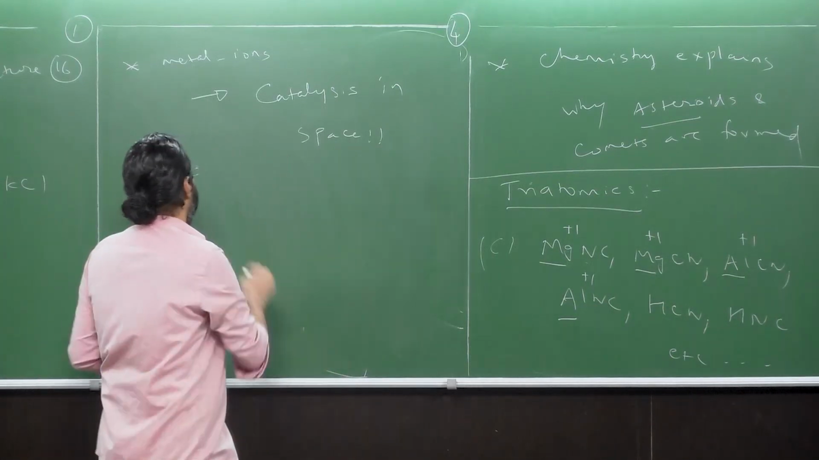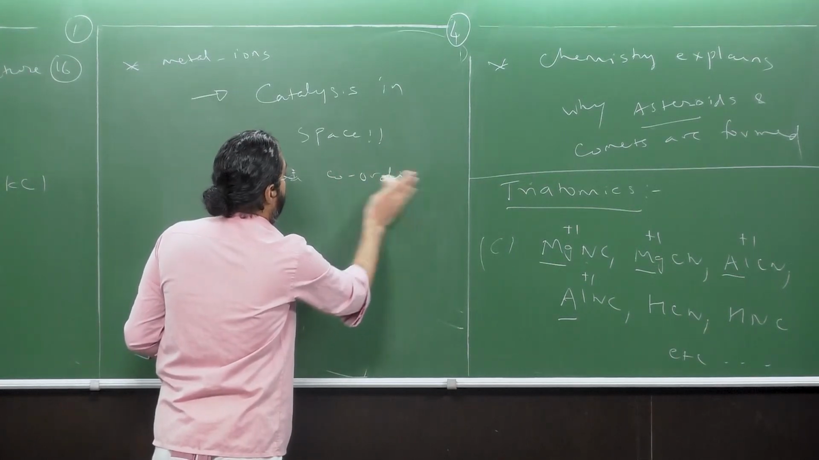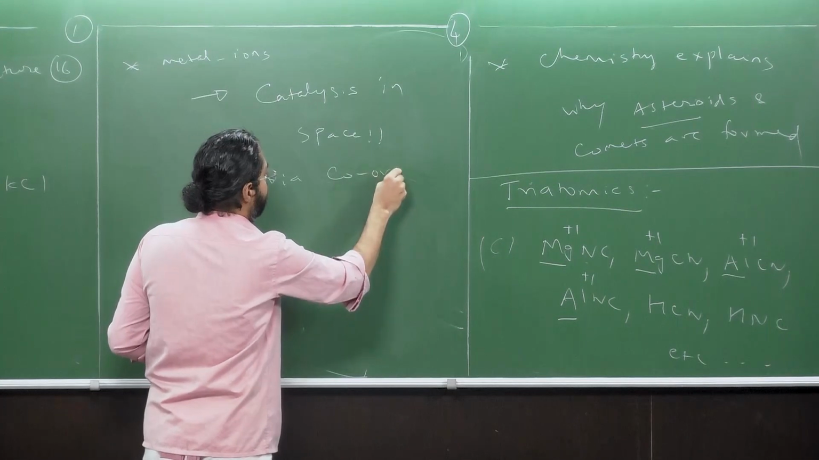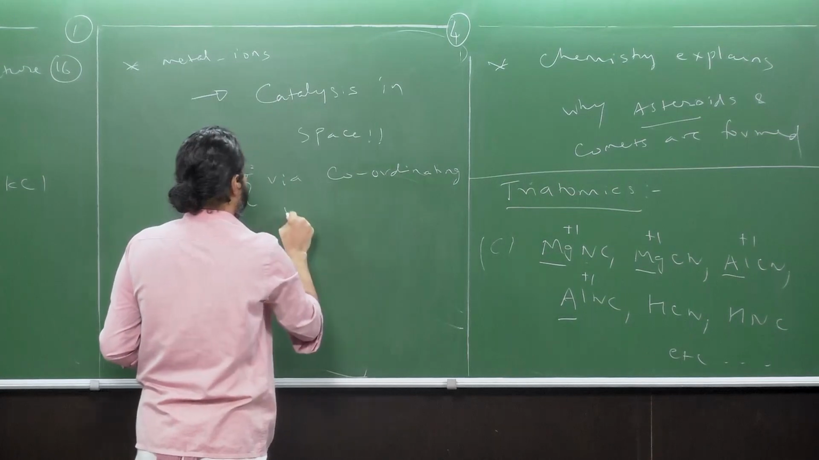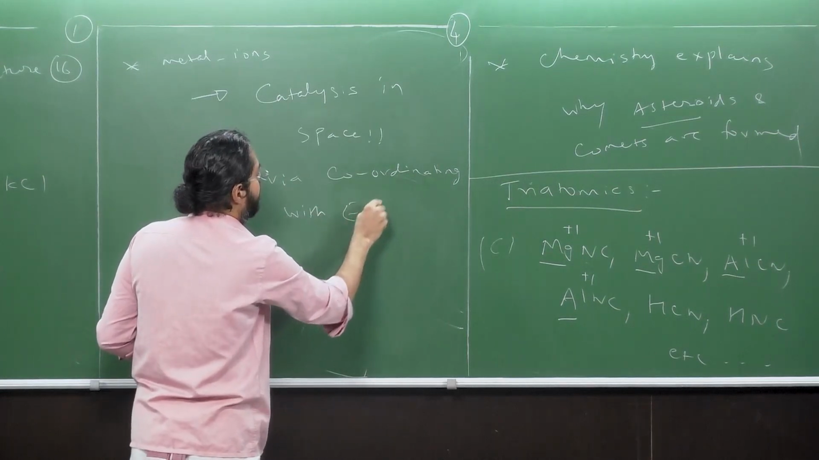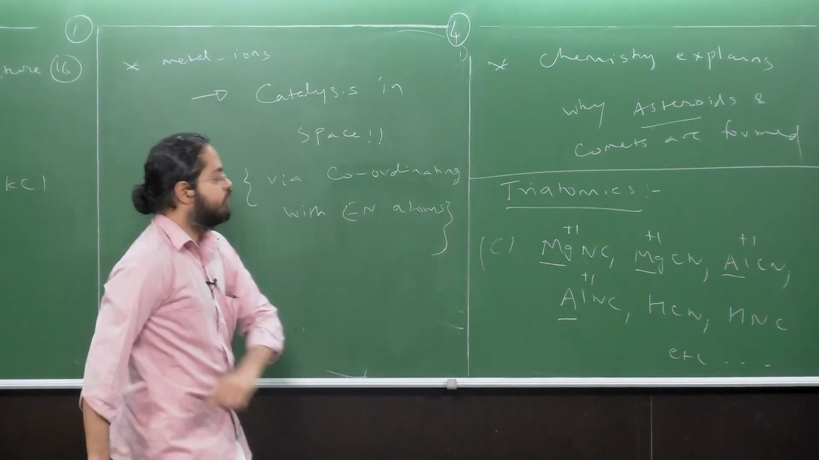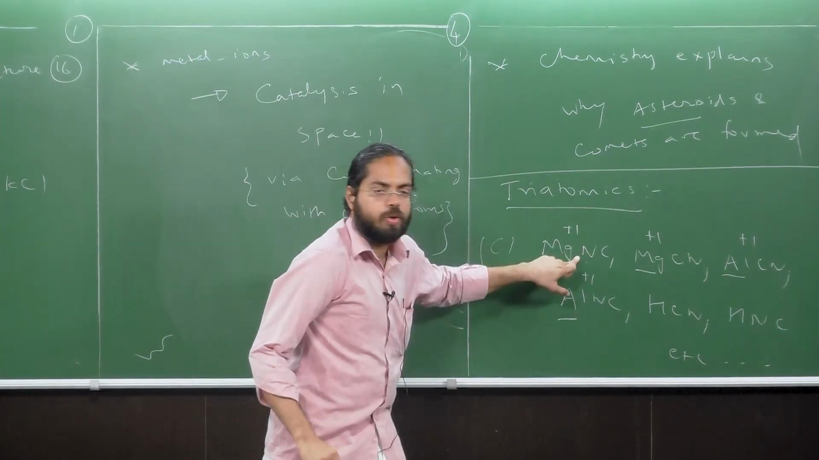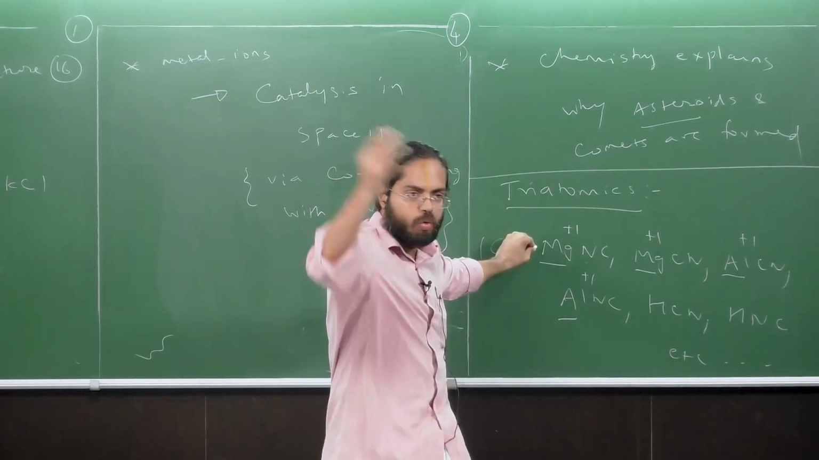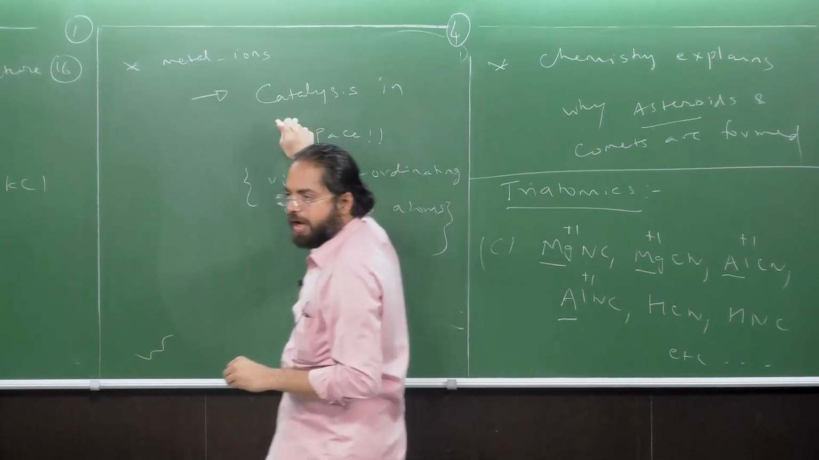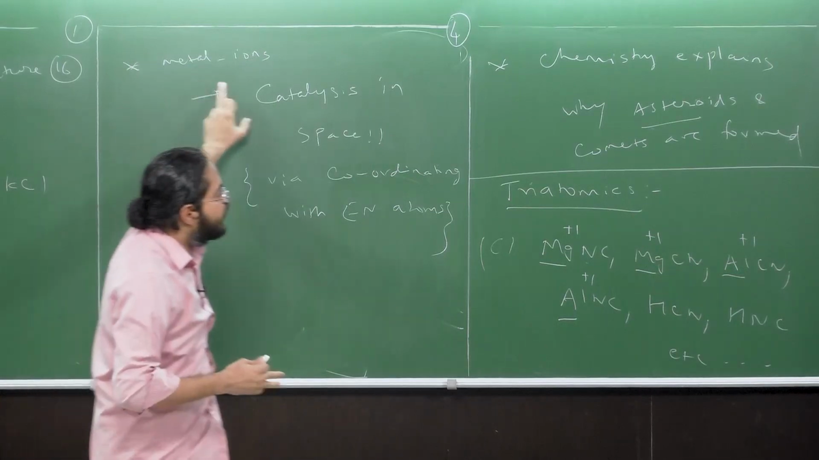How do you know? Via coordinating with electronegative atoms. For example, this molecule can react with a water molecule in space, and the Mg can also coordinate with another O. And that way, it can lead to catalyzing several reactions. So that is what the metal ions do.